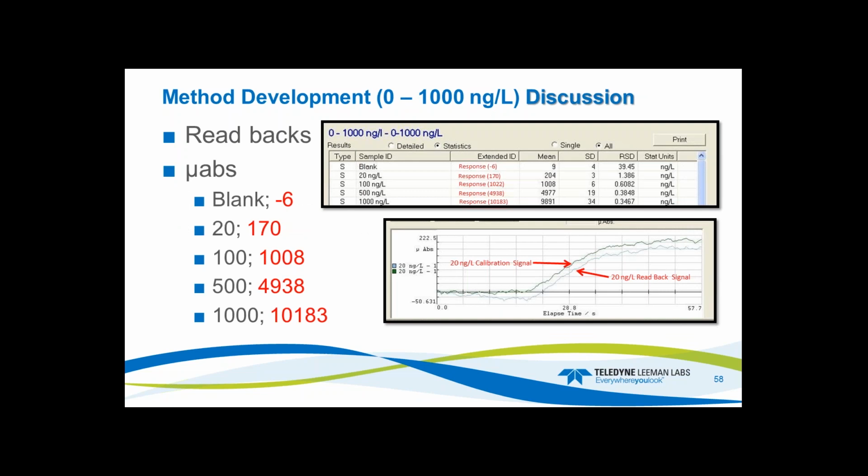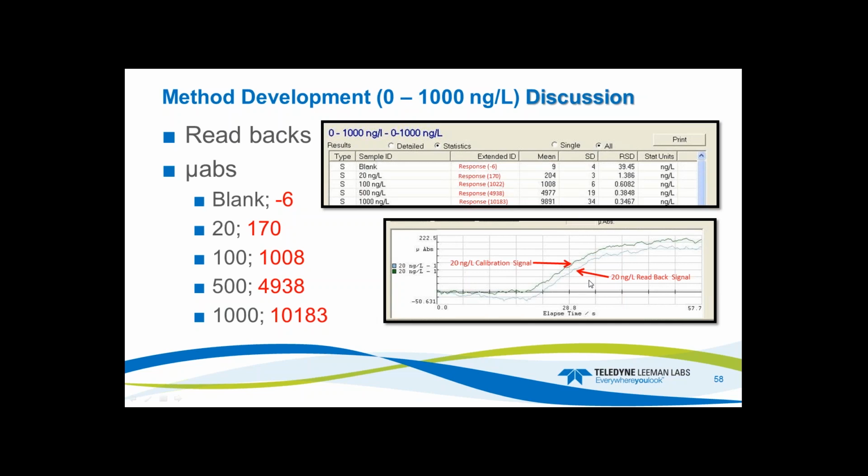So for discussion, the readbacks, the absorbance units are very comparable to the calibration. So the blank was a -6 and the calibration was a 9. The 20 calibration was 204 units. The readback was 170. But again, that's because it followed the high standard. So we have a little bit of negative value here.